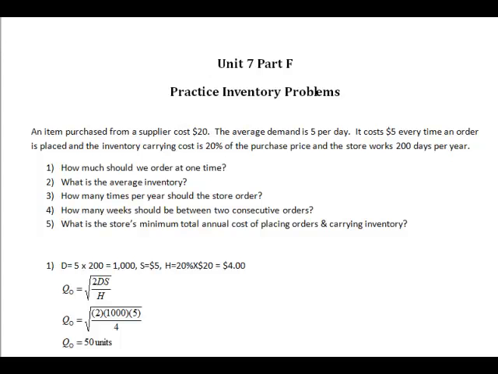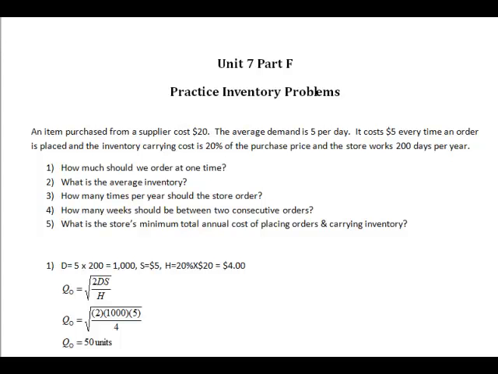So we have an item that we purchased from a supplier, and we pay $20 each for those. We have an average demand for this particular item of 5 per day. Now, every time we place an order, when we buy this, it costs us $5 per order. We have an inventory carrying cost that is 20% of the purchase price. And finally, the last piece of information is that the store works 200 days per year.